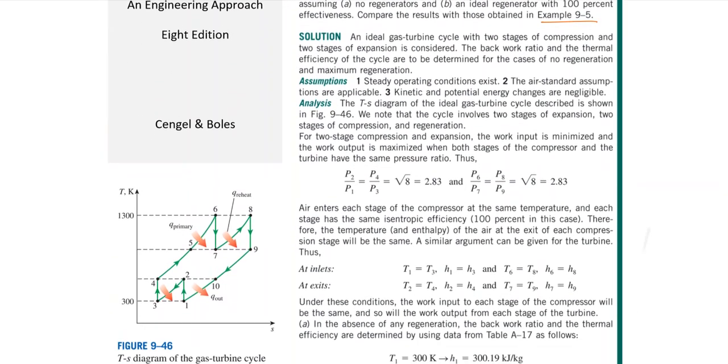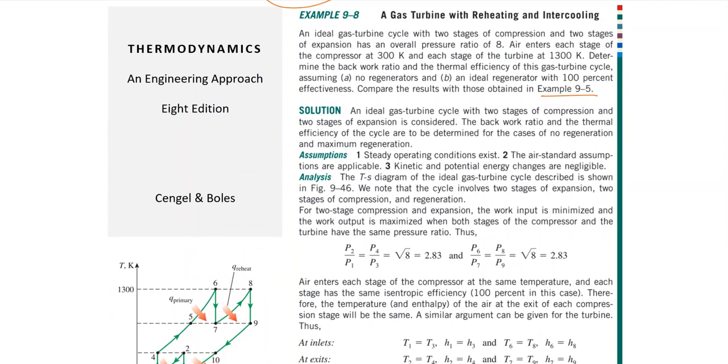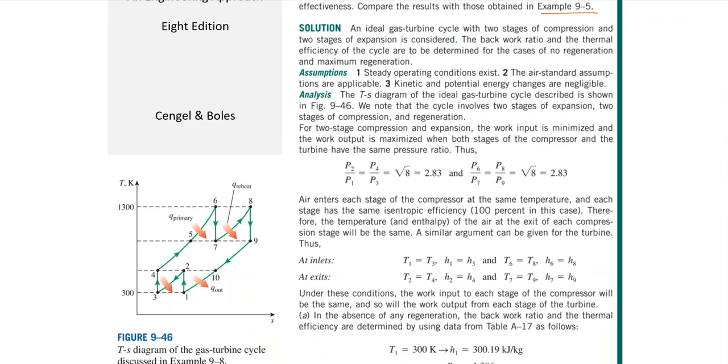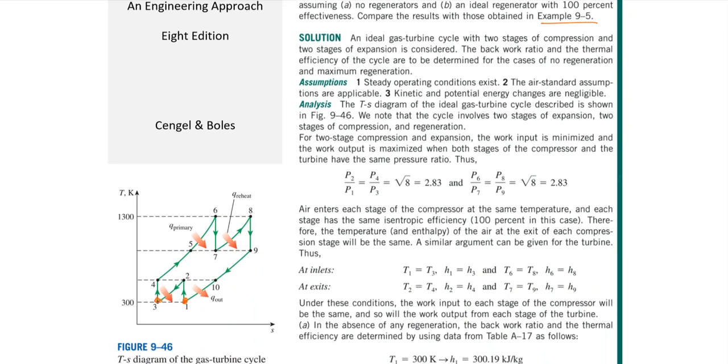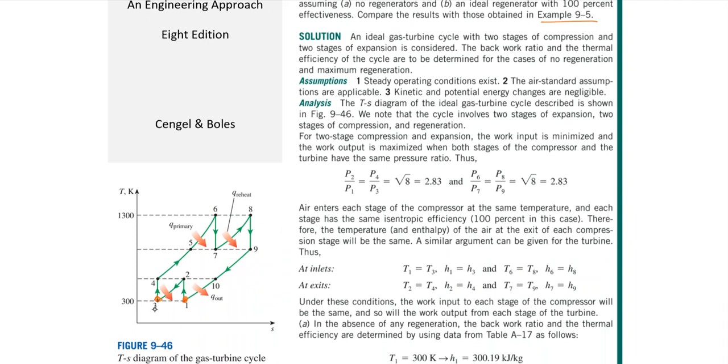We have got the intercooling. So air enters each stage of the compressor at 300 Kelvin. That means state 1 is the inlet of the first stage of the compressor, and state 3 is the inlet of the second stage of the compressor. If it is perfect intercooling between 2 and 3, then the temperature at state 1 and state 3 would be equal, and also enthalpy at state 1 would be equal to enthalpy at state 3.